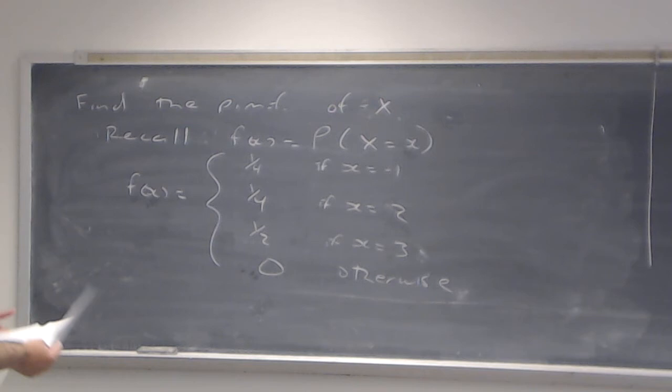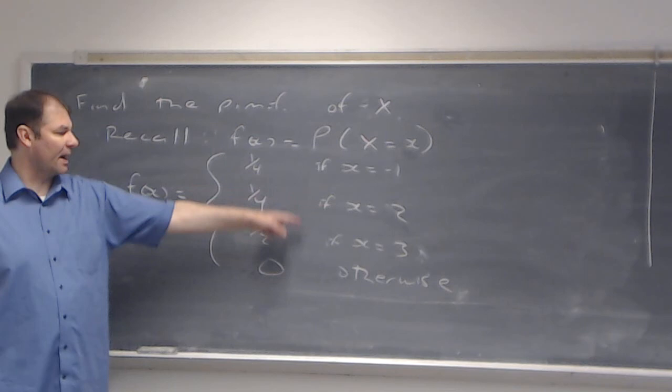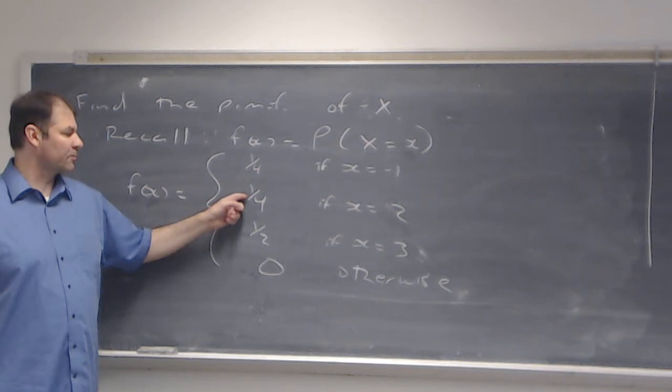And if you'll notice, if we sum up over the outcome values for big X, and we sum up these F of X values, we do get 1 4th plus 1 4th plus 1 half, and that is equal to 1. And all the output values are between 0 and 1.